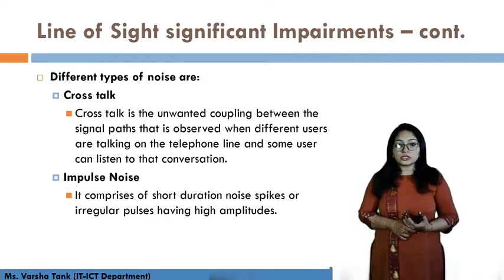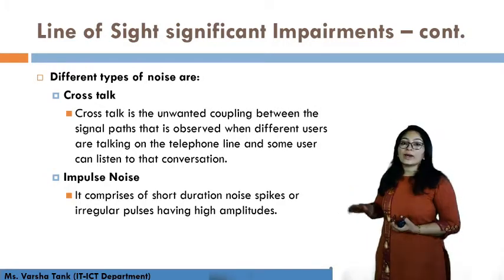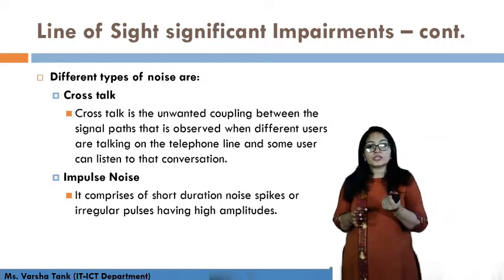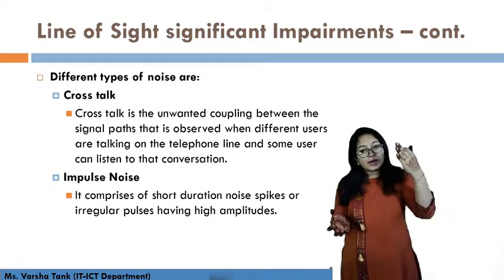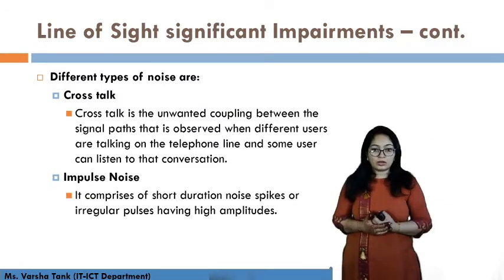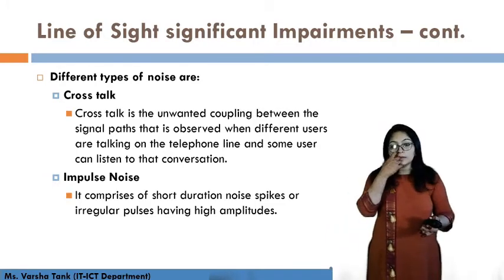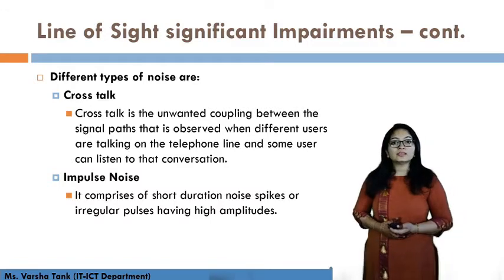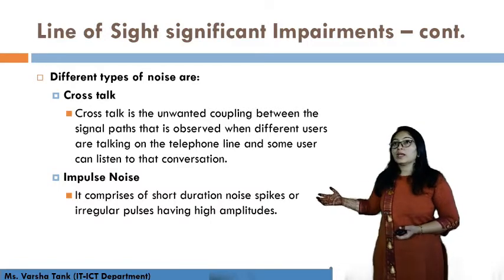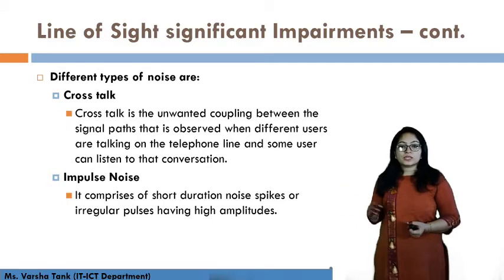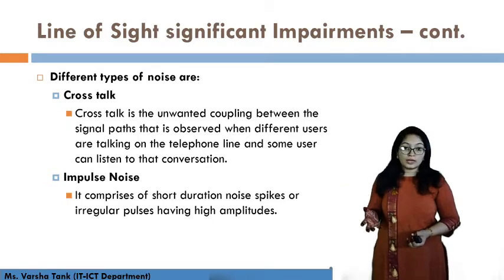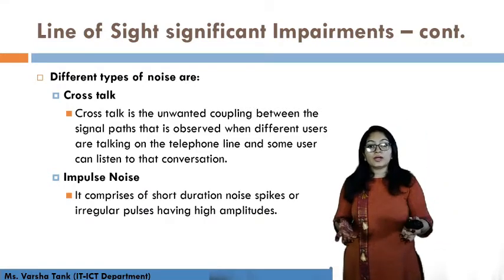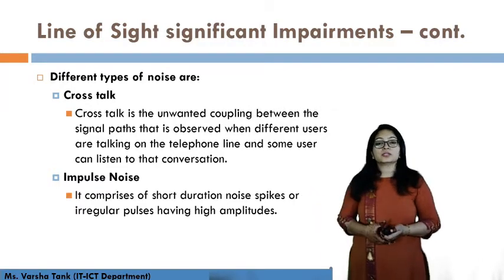Then next is what? Impulse noise. Impulse noise comprises very short duration noise spikes. For a little bit of duration the volume becomes very high, then it goes down to the regular voice. So that is impulse noise, or irregular pulses having high amplitudes. Sometimes you may face this type of noise in your televisions, on your radio, and when you are playing radio cassettes.